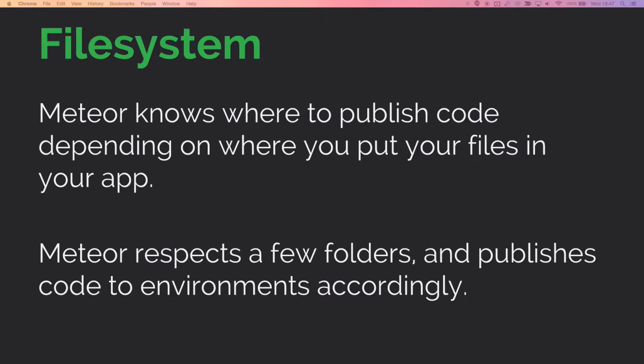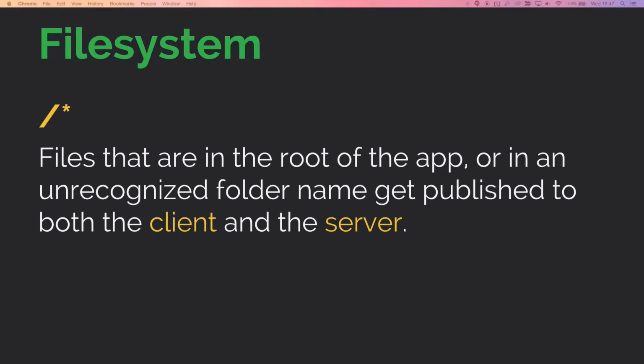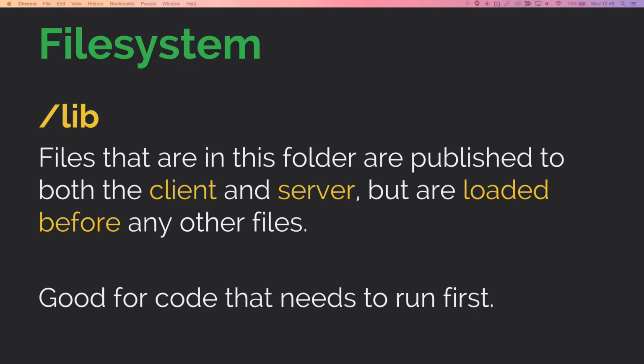It only respects 3 different folders. Well, actually a little bit more than that, but there are 3 core folder names that it respects. First off, in the root, no subdirectories. If you just put a JS file in there, it will be published to clients and servers, right? So you have a browser, it's connected to a Node.js server, and you throw jQuery.js in this application root, and jQuery is going to go to the server and the client.